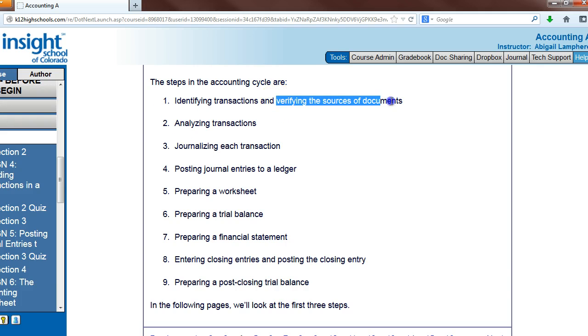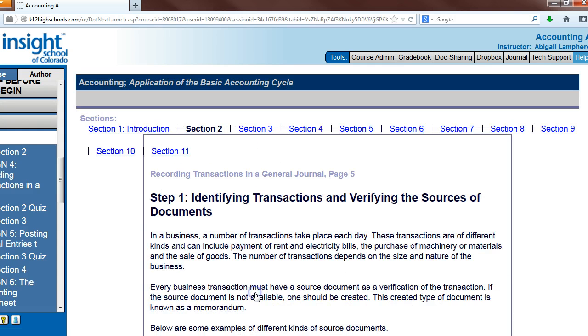Today we're going to introduce source documents and talk about those. Journalizing transactions, we're going to cover that today. Later on we're going to talk about posting journal entries to a ledger, preparing a worksheet, a trial balance, financial statements, closing entries, and a post-closing trial balance. Today we're going to look at these first 3 steps, but we will be covering all 9 throughout the course.